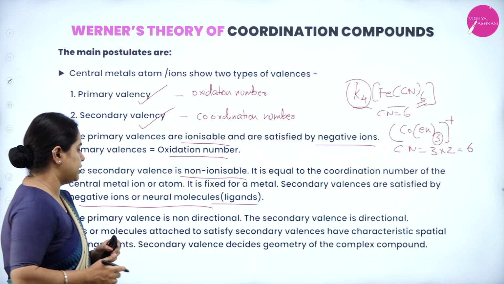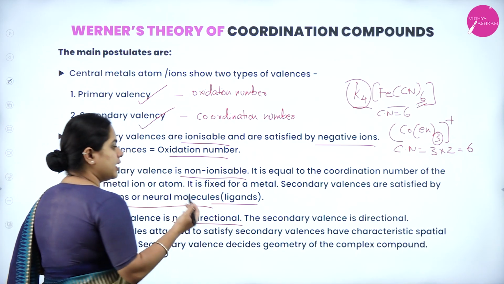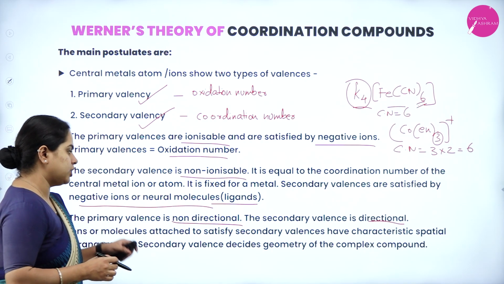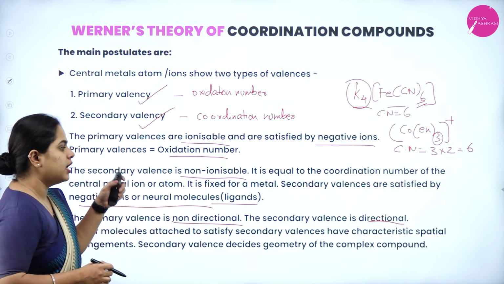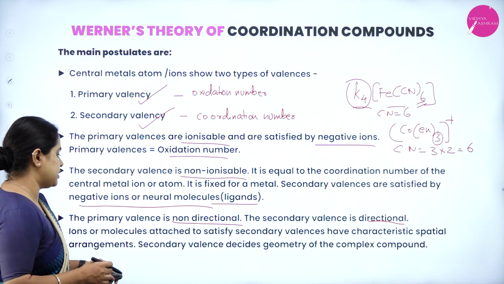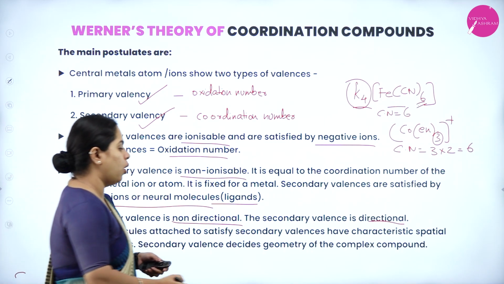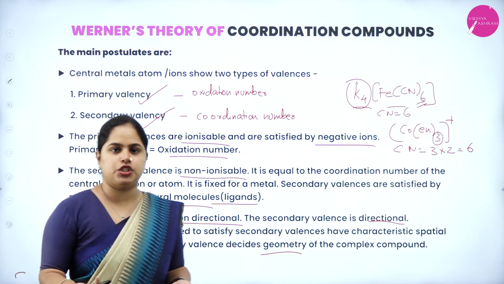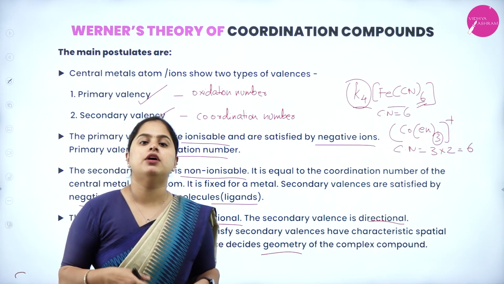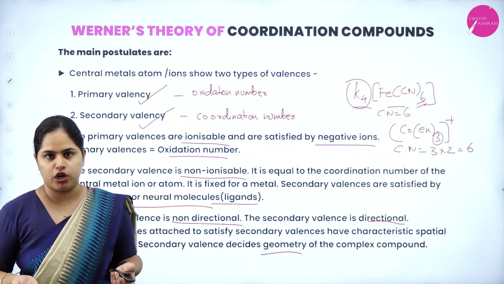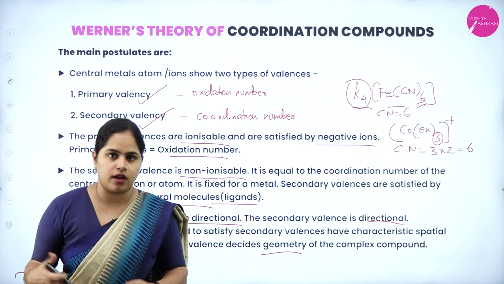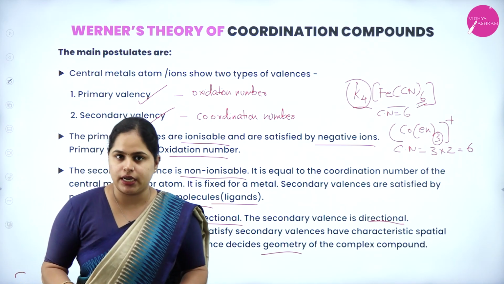Now the primary valency is non-directional. Secondary valency is directional. And ions or molecules attached to satisfy secondary valencies have characteristic spatial arrangements. Secondary valency decides geometry of the complex compound. So secondary valency means coordination number. If we know the coordination number, of course we can predict the geometry of the molecule. If the coordination number is 4, it can be either tetrahedral or square planar. If it is 6, it is octahedral, right?